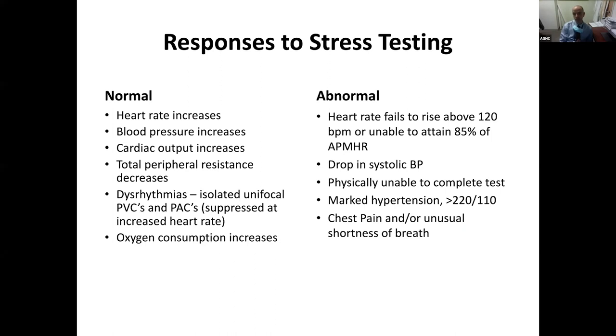Abnormal responses are essentially things that we do not expect to go in that direction. Such as, for example, your heart rate failing to go above 120 beats per minute, or inability to obtain 85% of your age-predicted max heart rate. With exercise, your blood pressure, as I mentioned, should increase. So if you see a drop in your systolic blood pressure, that's something that we would qualify as an abnormal response, and it might have a few etiologies that we might go over. And also, if you have marked hypertension, such as a blood pressure going over 220 over 110, that's also an abnormal response. And if you develop any chest pain or unusual shortness of breath.